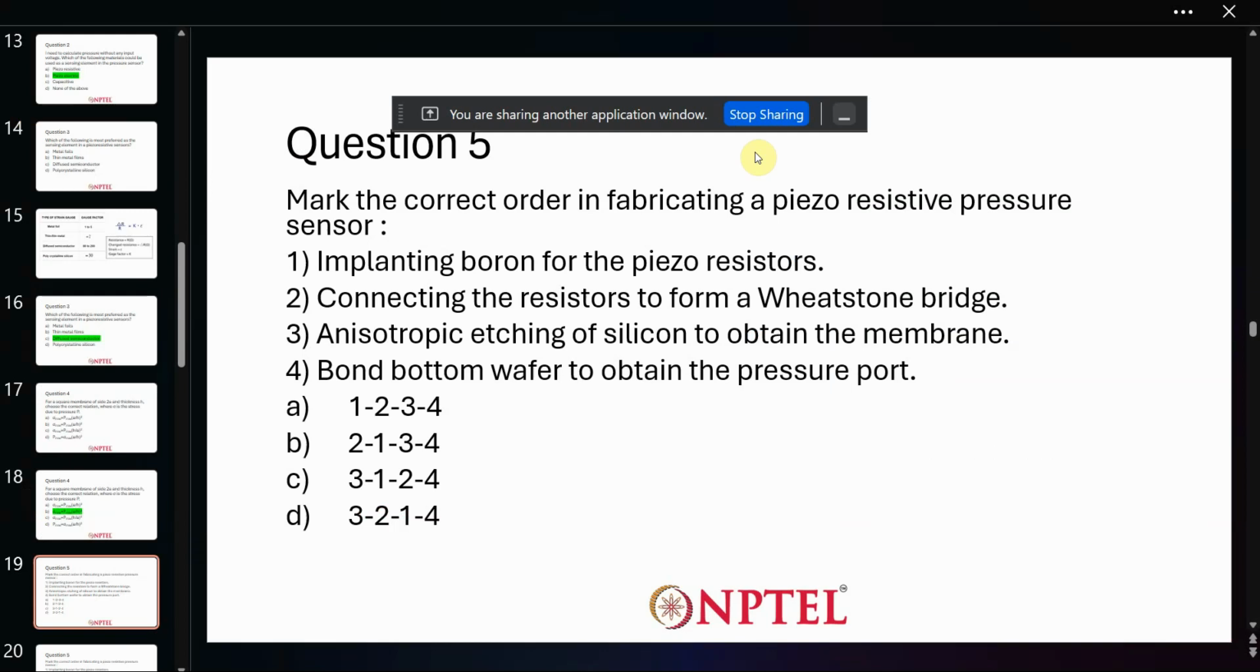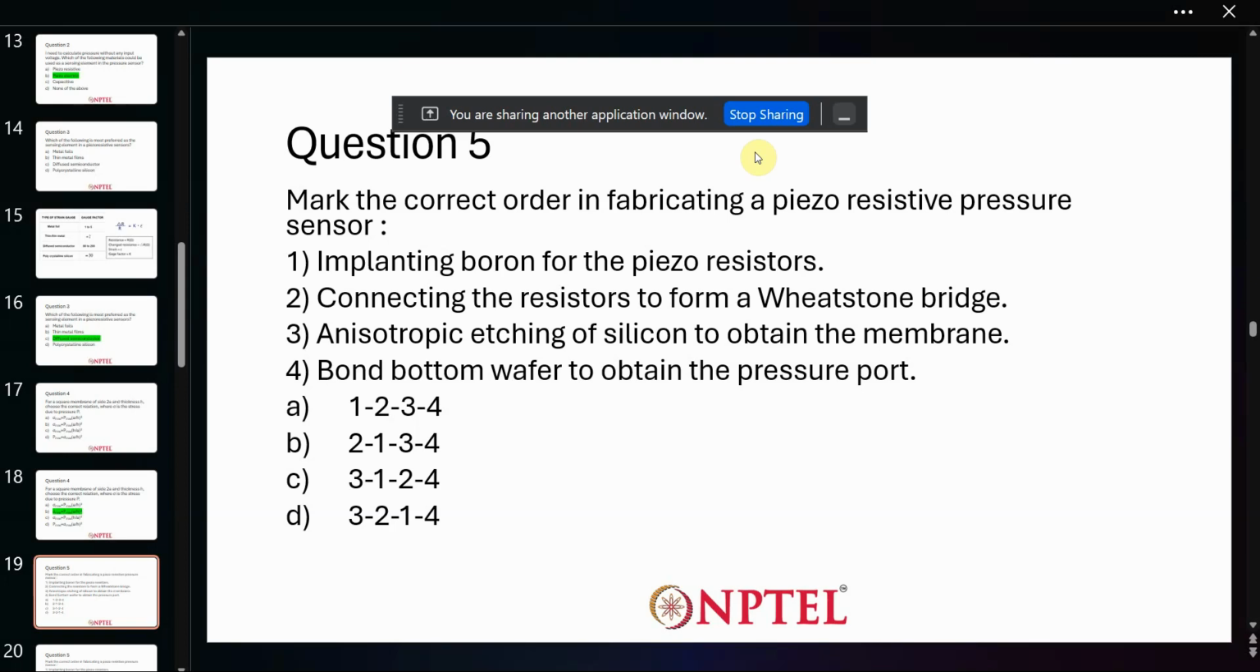Mark the correct order of fabricating the piezoresistive pressure sensor. The main point is the piezoresistive pressure sensor. Implanting boron for piezoresistors, connecting the resistor to the Wheatstone bridge, isotropic etching of the silicon to obtain the membrane, and bonding the bottom wafer to obtain the pressure port. What will be the correct sequence of making the entire device?